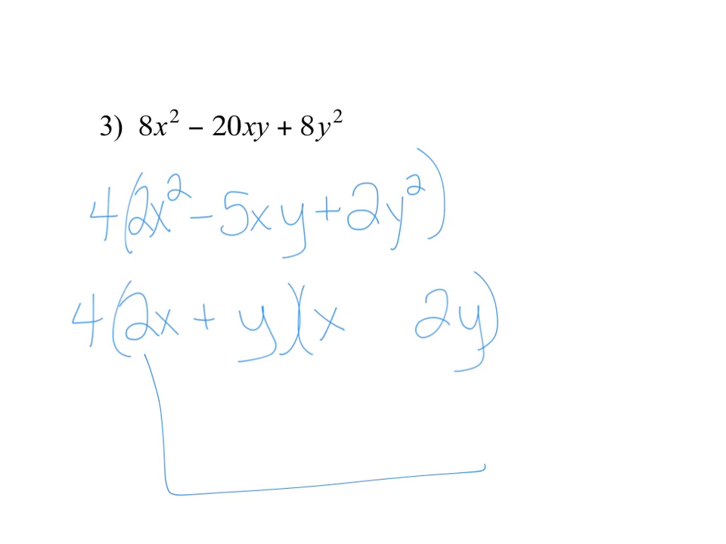Let's do the outside, 4xy. Let's do the inside. I'll write it here, 1xy. The only way we can get a negative 5 when we add them is if they're both negative.